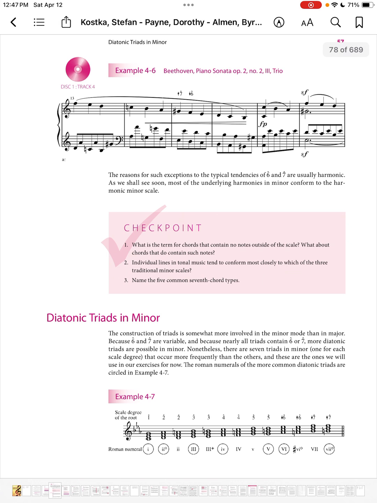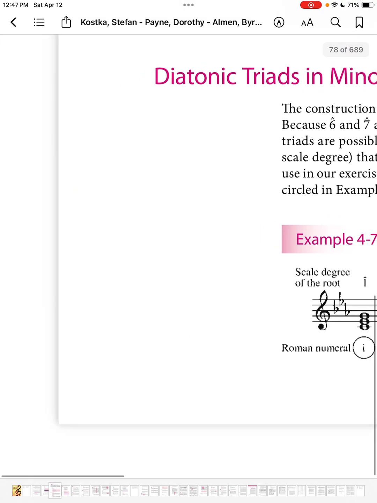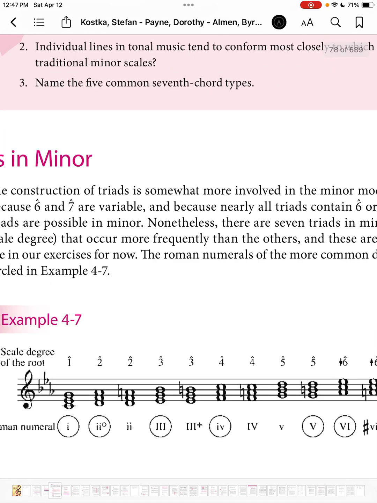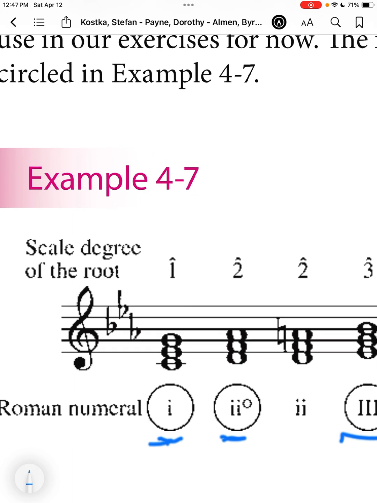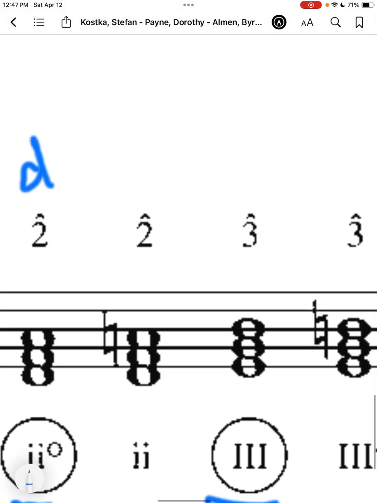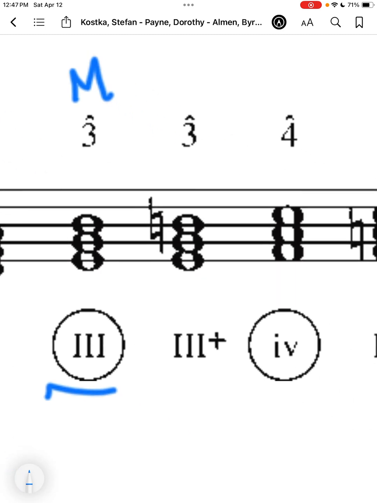Okay, now diatonic triads in minor. I know 2 is diminished. So I'm going to show you where I learned it. I did learn that 1 is always lowercase. This is diminished. The 3 chord should always be major. So I'm going to write it on the side. So minor, diminished.